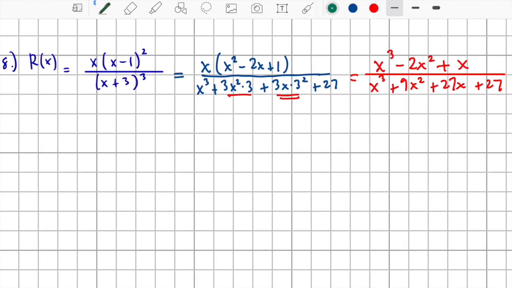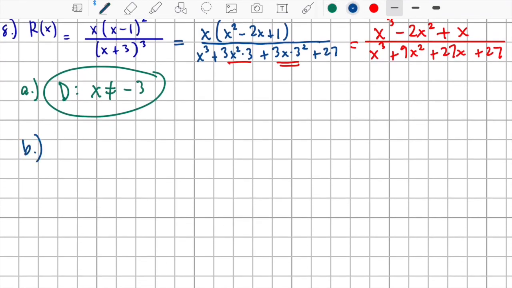Now to find the limit, well, first we've got to find the domain. For the domain, I won't look at the expanded one, I will look at this one. I want to know when the denominator is equal to 0. That would be when x is negative 3. So the domain: x cannot equal negative 3, because that'll make the denominator equal to 0, and we don't want that.